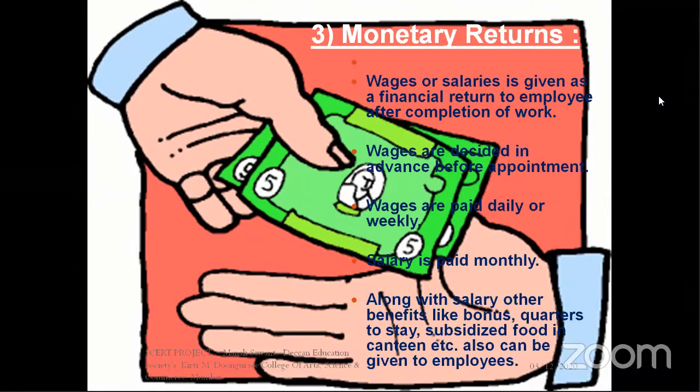Along with salary, other benefits like bonus, quarters to stay, subsidized food in canteen, etc. also can be given to employees. See, big companies, well-known companies or certain government offices provide subsidized food or canteen facilities where food is available at a very reasonable or very low rate. So that facility is also provided to the employees. Some organizations give a bonus during Diwali or Dasara or the Ganpati festival. They offer a bonus to their employees. So along with salary, all these benefits are also given to the employees depending upon the nature of the organization.